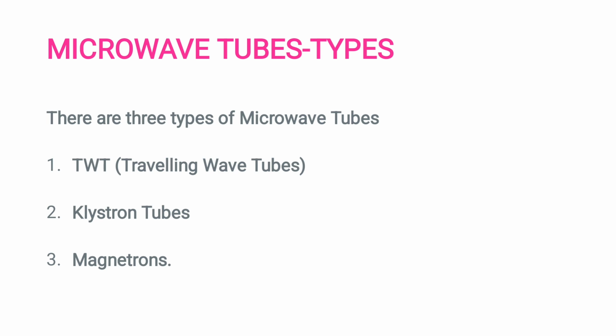And types. This is the important part. Next we are going to discuss magnetron, klystron and traveling wave tubes: their working principle, advantages, disadvantages, and their parts and operation clearly. These are the types of microwave tubes: traveling wave tubes, klystron tubes and magnetron tubes.